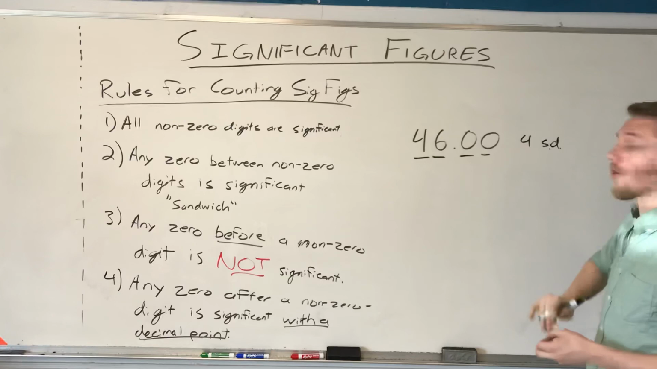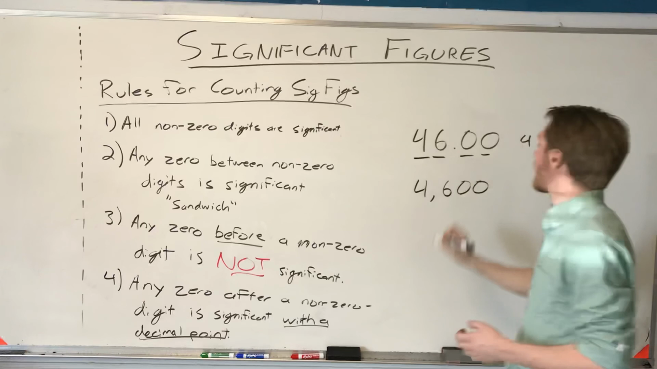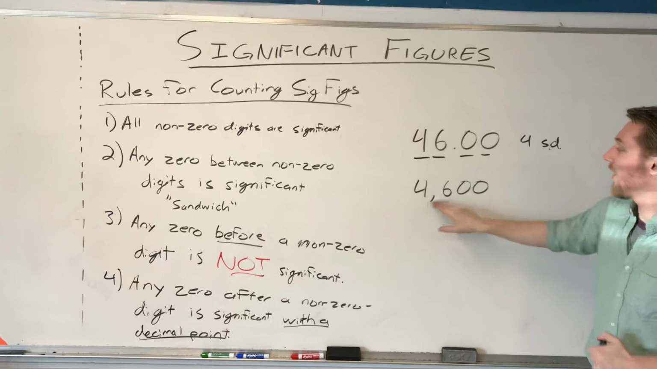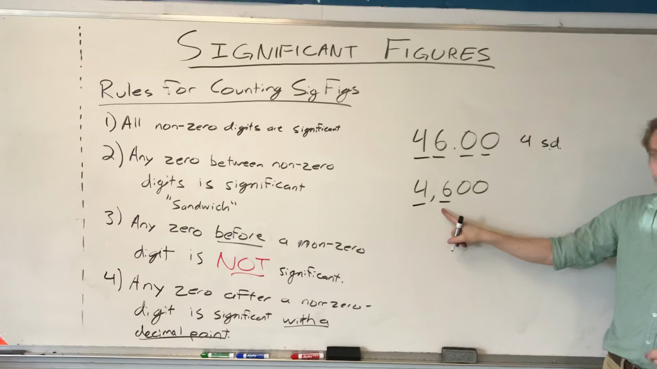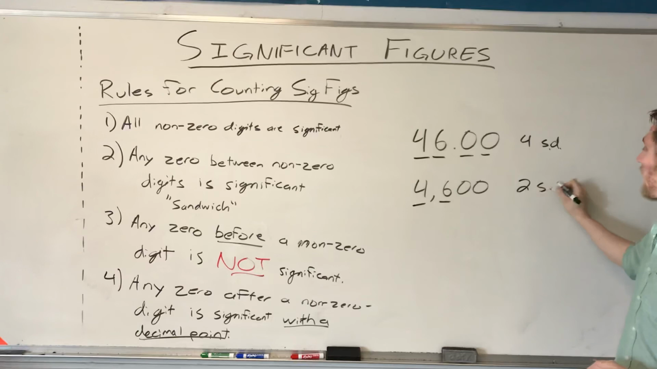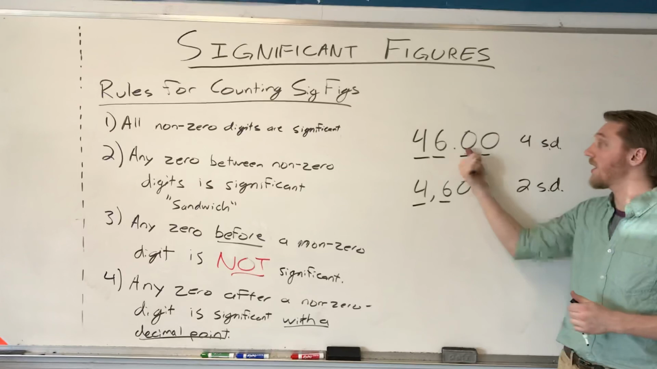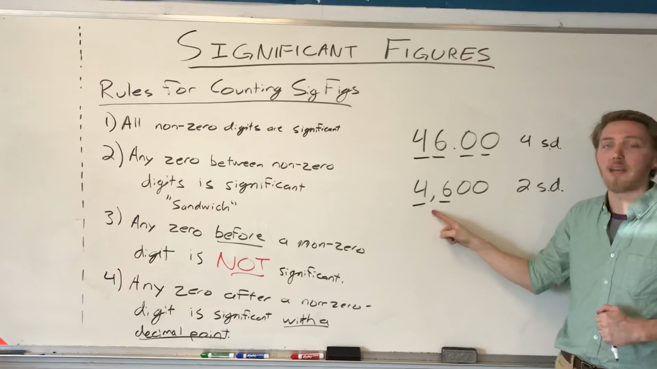A different number, 4,600, looks very similar, but is importantly different. This number still has the two non-zero digits, so those are always significant. But these two zeros here, there's no decimal point, and they're after these non-zero digits. That means they are not significant. So this number only has two significant digits. So the decimal point changes the meaning of those numbers. Here, they're part of the measurement. Here, they're just there to make these numbers mean what they're supposed to mean, but they don't have any meaning in and of themselves. That's the difference there.